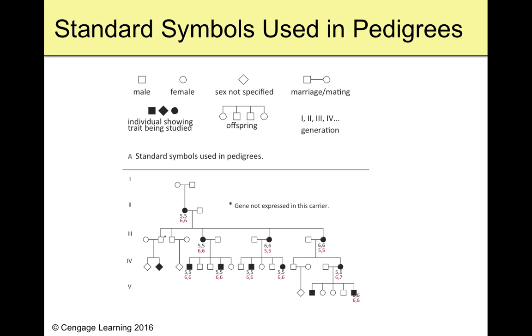So here's your pedigree, and these symbols are pretty much across the board. They're going to be the same. Squares denote a male, circles denote females. Rarely you can see a diamond. And if there's a line drawn connecting a male and a female, that's a marriage or mating. The trait that's being studied will generally be colored, and your offspring are the branches that come down from a marriage, and then the generations.